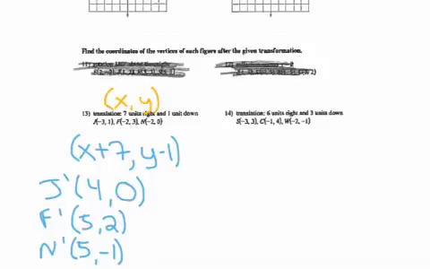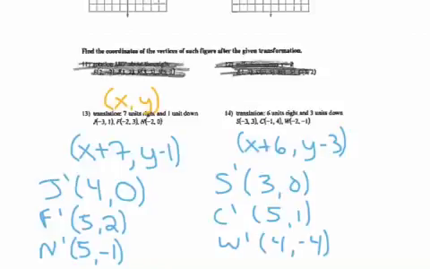Number 14, we are going to do the same thing. So if I wrote the rule 6 units right and 3 units down, 6 units right would be x plus 6, 3 units down would be y minus 3, and if I plug in my values, try this one on your own, and when you're ready press play again. So here are your answers you should have: 3, 0, 5, 1, 4, -4. Like I said, if you still don't understand how to do this, please ask your teacher.